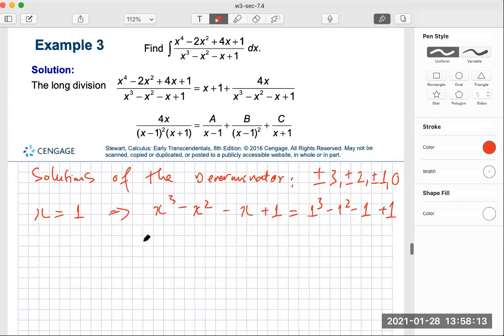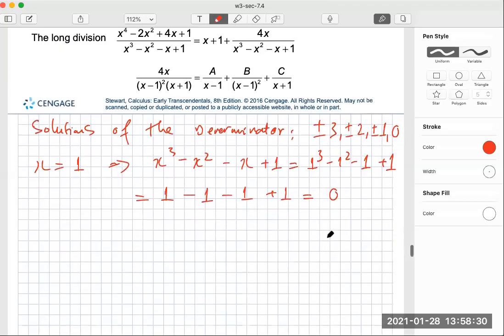One cube will be 1, right? 1 squared is 1. Negative 1 plus 1 is equal to 0. If x is equal to 1, then this is a solution. Therefore, we know. Wait, wouldn't that 1 squared become positive? Be careful. Oh, you're right. Yeah, be careful. Very good. Thank you. Just be careful with the negative sign.